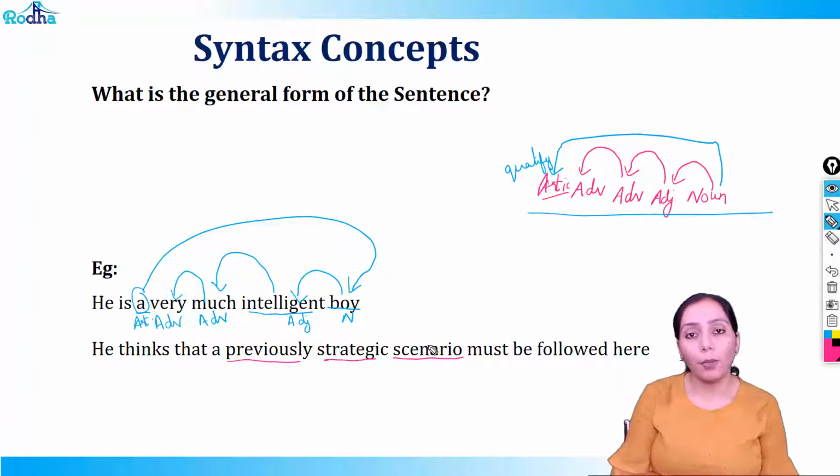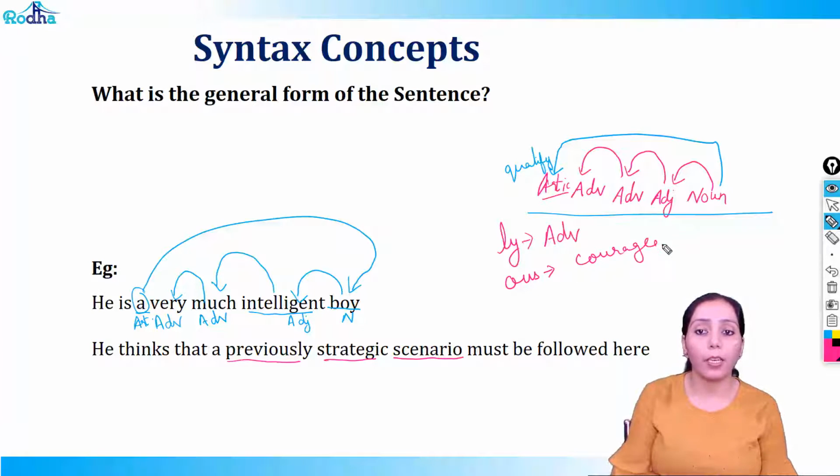Now, the question comes, how to understand what is adverb and what is adjective? How will we come to know what is adjective, what is noun, what is adverb? All the ly words are generally called adverbs. And the words ending with ous, like courageous, are generally called adjectives.